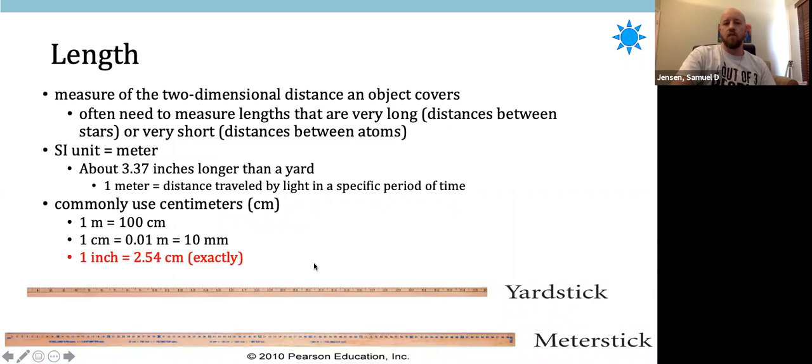For length, our SI unit is the meter. A good conversion to have memorized that we will use often is that there are 2.54 centimeters in an inch. This is an exact value. So you can see a slight difference between the meter and the yardstick.